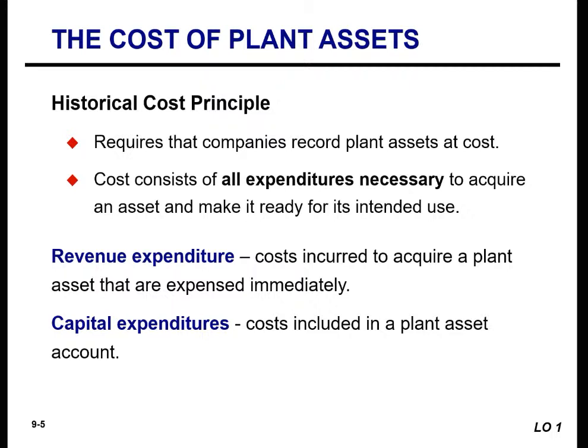If a cost is not included in a plant asset account, then it must be expensed immediately. Such costs are referred to as revenue expenditures. Costs that are not expensed immediately but are instead included in the plant asset account are what we refer to as capital expenditures.